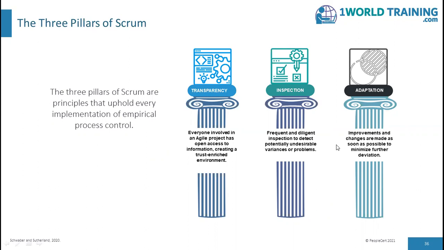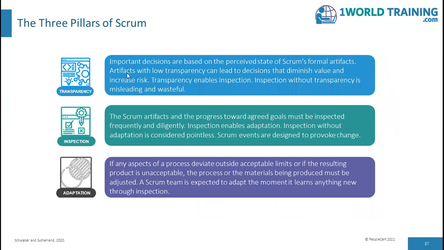Adaptation becomes more difficult when the people involved are not empowered or self-managing. A Scrum team is expected to adapt the moment it learns anything new through inspection. And these are taken from the Scrum Guide, the 3 pillars that is. So this is what I have just been explaining.